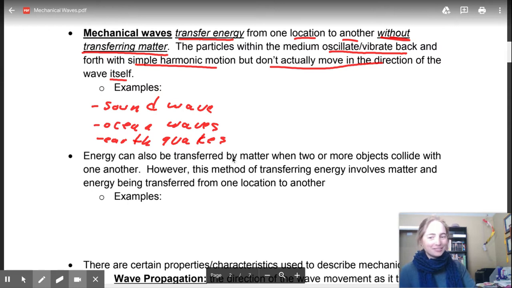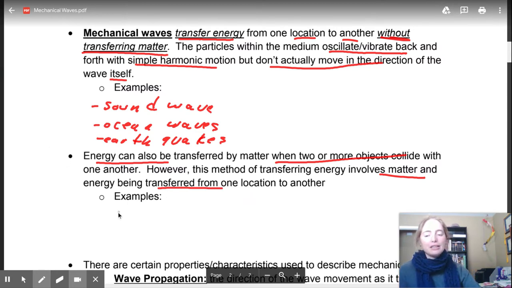All right. A nice way to visualize this is how energy can be transferred by matter when objects collide with each other. But the transferred energy is moved farther than the matter is going. So it involves the matter transferring energy and then the matter moving more.